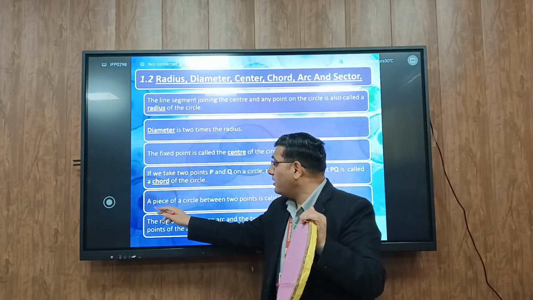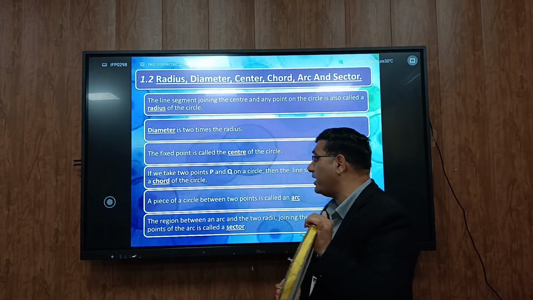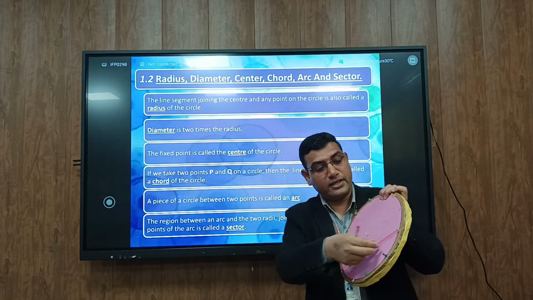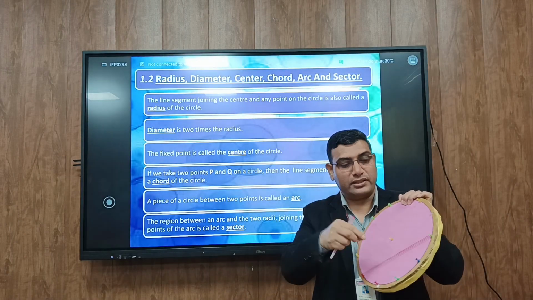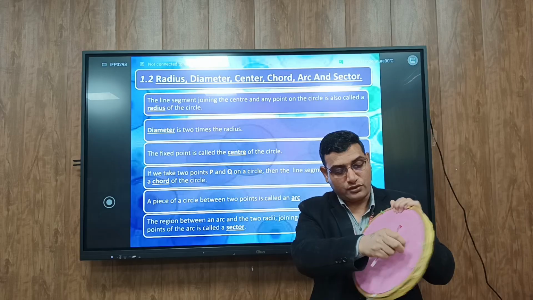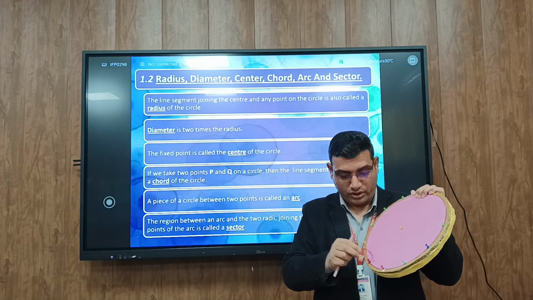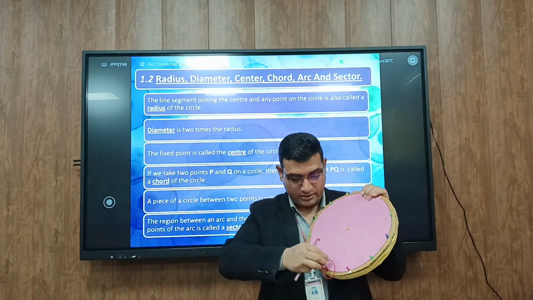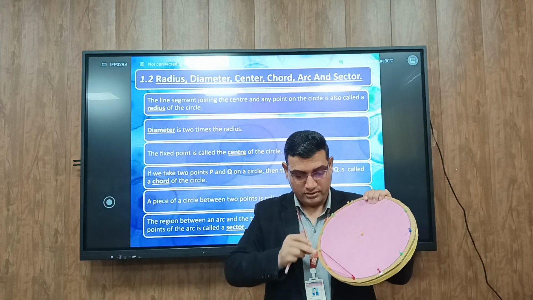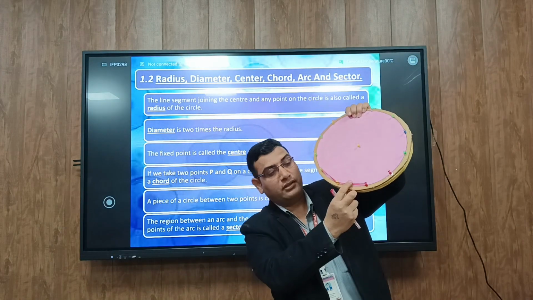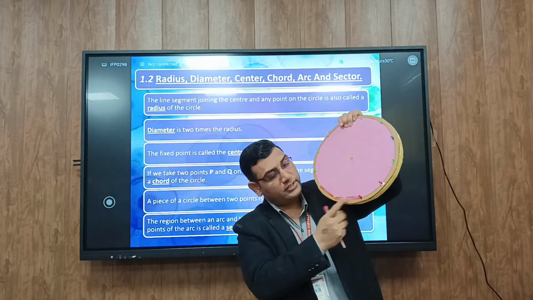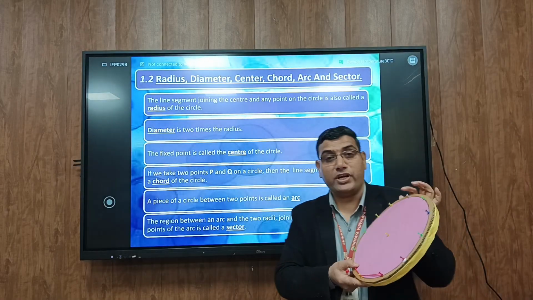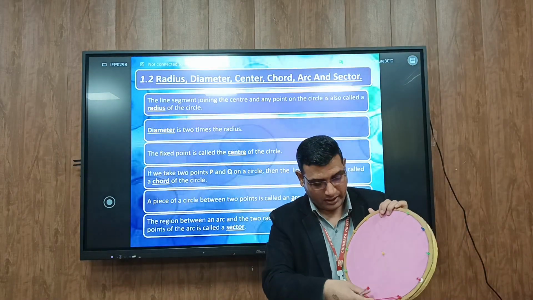Next, a piece of a circle between two points is called an arc. We are talking about the arc. An arc is a small part of the circle. This is a complete circle, and this part is an arc. Now next is the sector, which is a very important part of the circle.